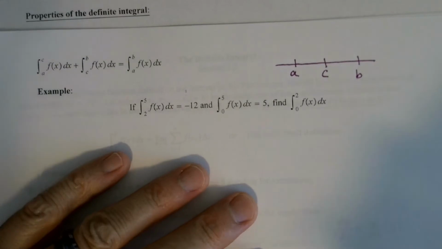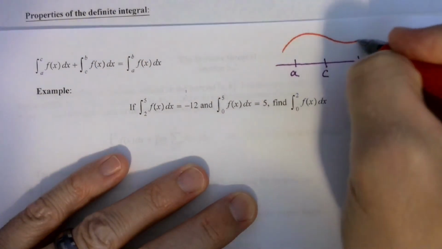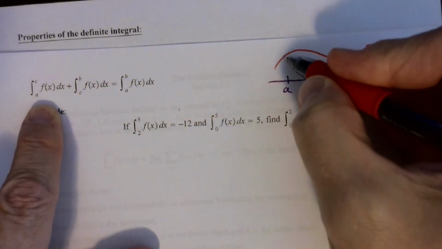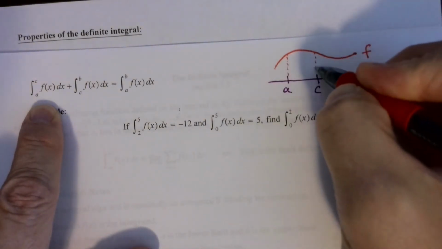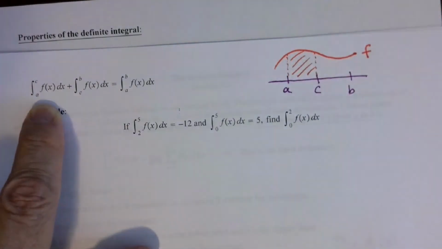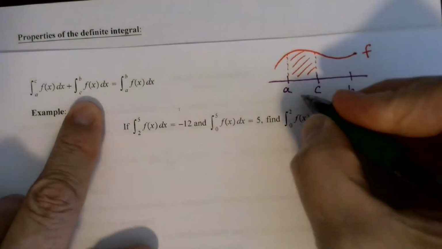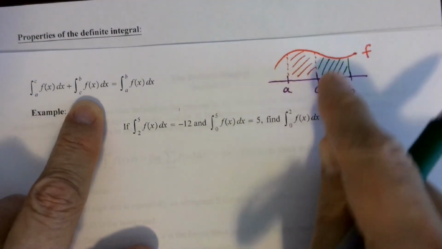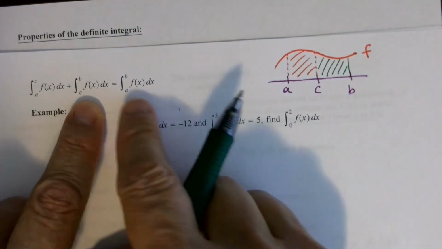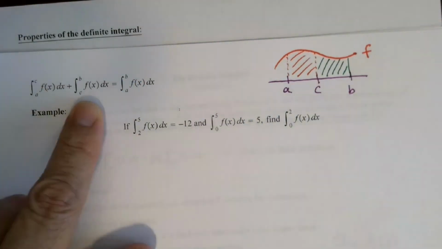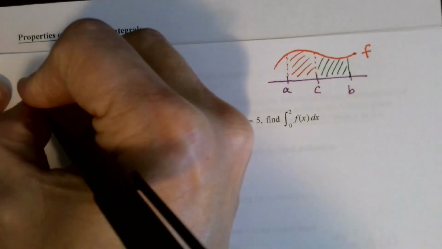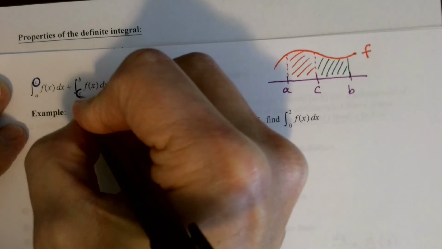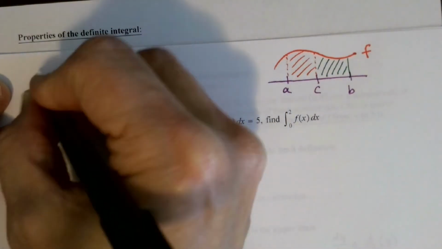If I have some function here, let's draw some continuous function f, then the integral from a to c, this first integral, would be the area under the curve of f from a to c. It would be this right there. The integral from c to b then would be this area. So if I add these areas together, what's that going to give me? The area from a to b, and that's what we're getting with this. The real key to this is that the upper limit of the integral on the left matches the lower limit of the integral on the right. So these have to match.